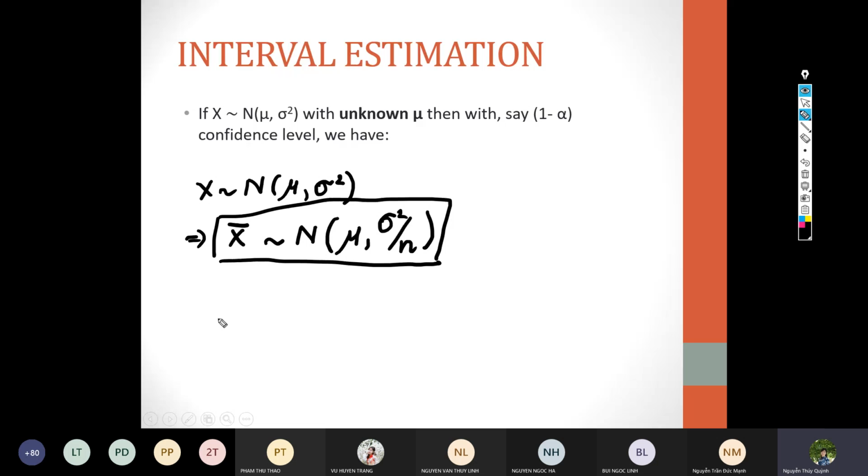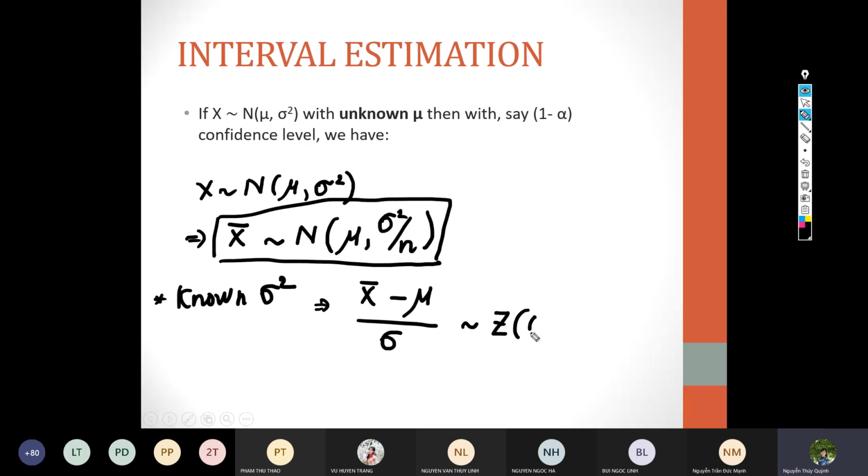Okay. So in the case when we know the exact value of sigma square, the sample mean x bar minus mu, divided by sigma, follows a z distribution with zero mean and variance of 1. All right, so the normal distribution of x bar is equivalent to the standardized normal distribution of z.